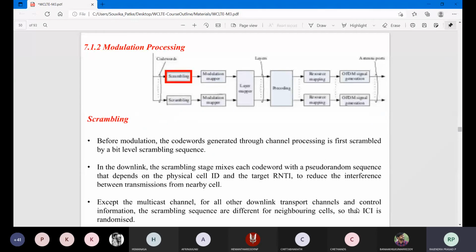Right. So the scrambling part accepts the multi-class channel for all the downlink transport channels and control information. The scramble sequences are different for neighboring cells so that ICI is randomized. So why they do this scrambling is that they want to identify the data in a particular sequence. Right. Like prime numbers were one sequence.